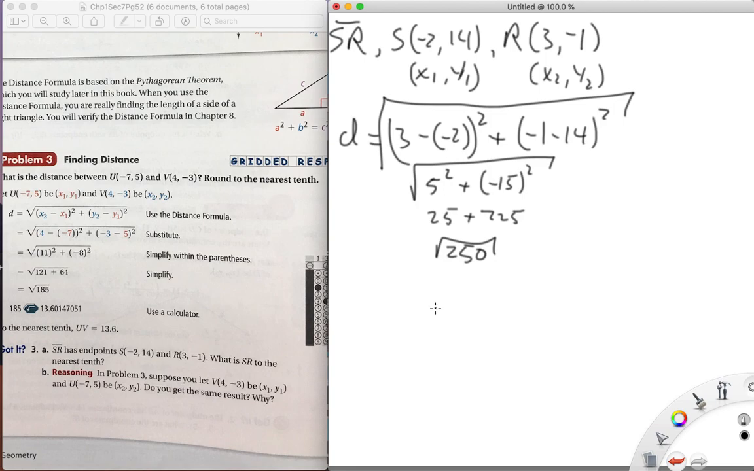And they don't want me to use radicals. They wanted it to the nearest tenth. Square root of 250 gives me 15.8.